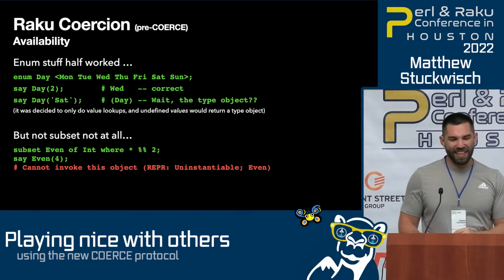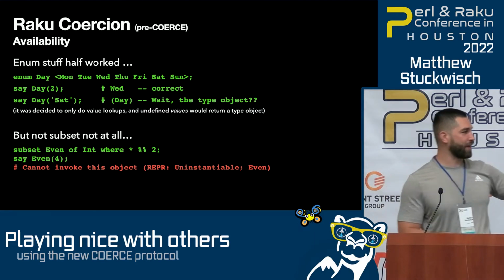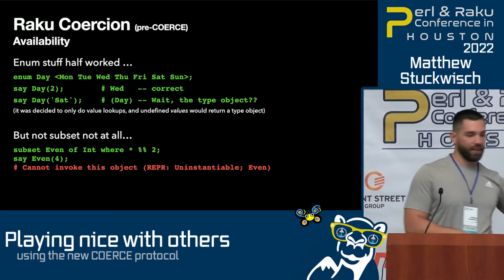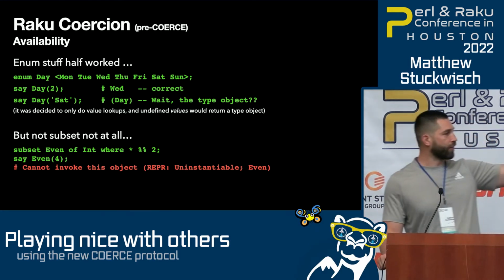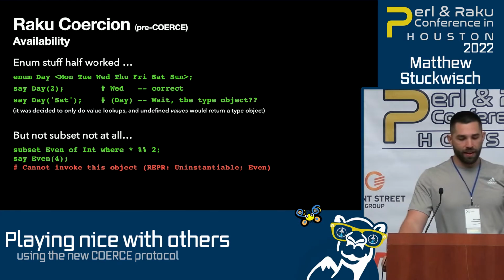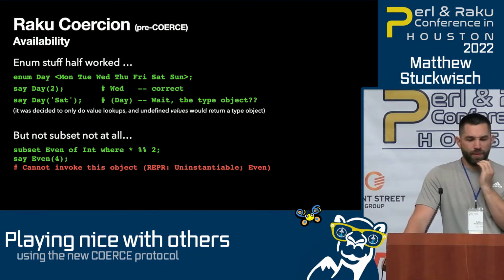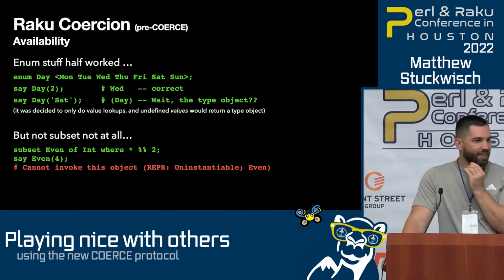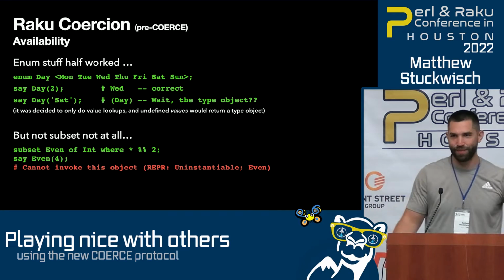We've got enum kind of half worked. So I've got my little days of the week here. I say day number 2, I get Wednesday, right? Because it's 0-based and Monday is the first one. So that's fine. And then I say, hey, tell me day, sat. And it gave me the type object. What? Clearly we saw in the design document, it tells you that should give me the day object in there.